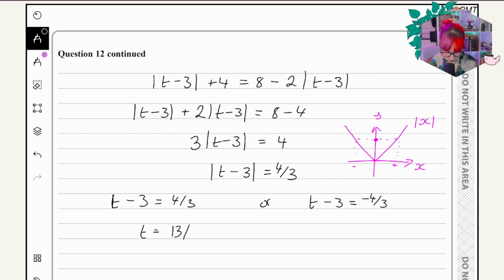13 over 3, yeah. Or t is 3 minus 4 over 3, which is 5 over 3. Okay.